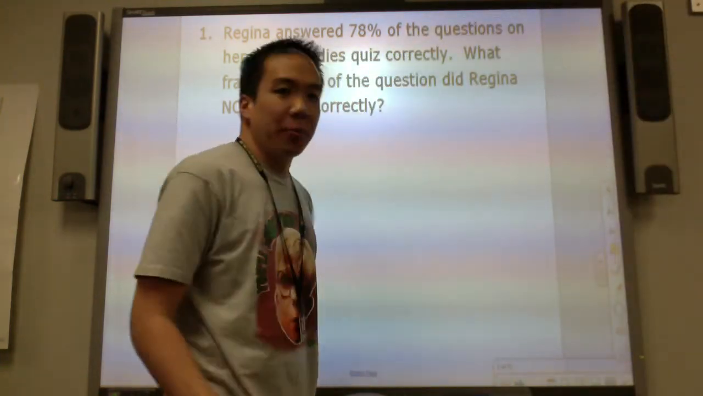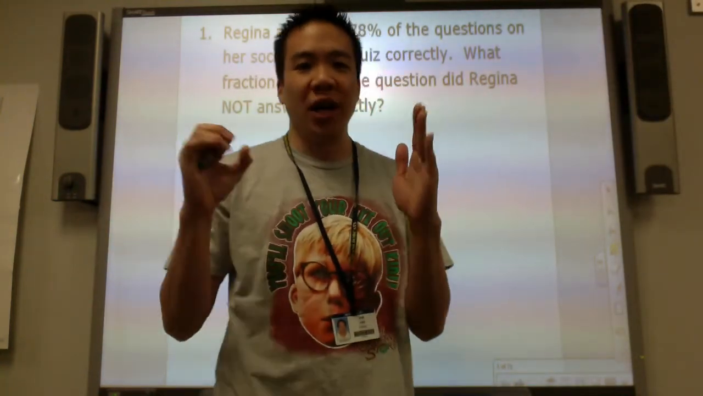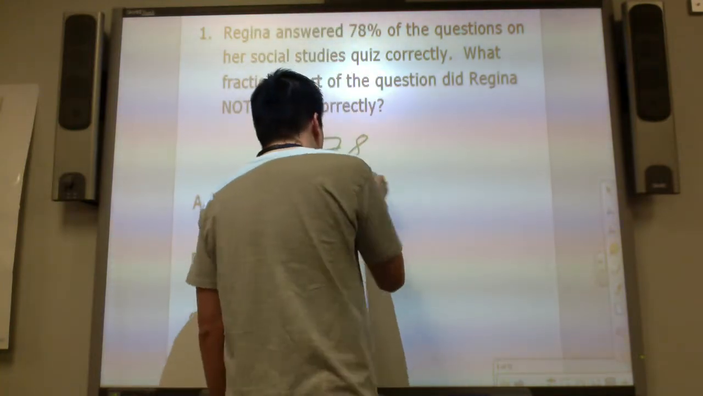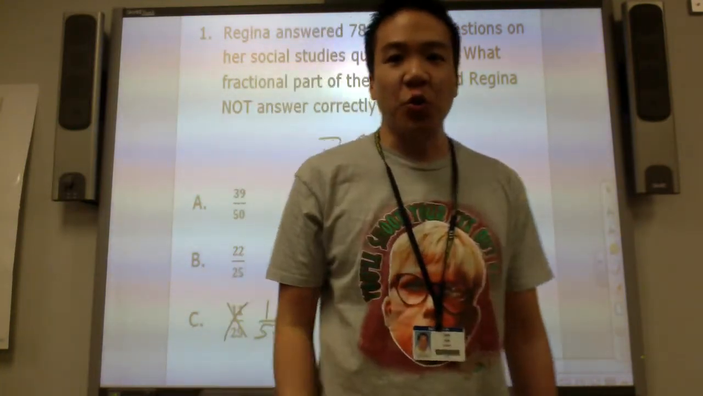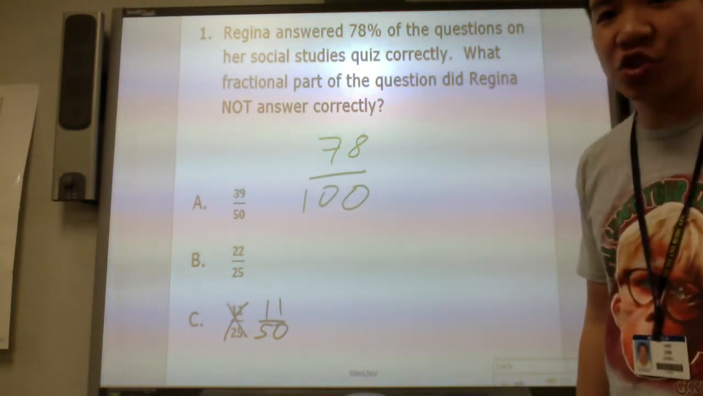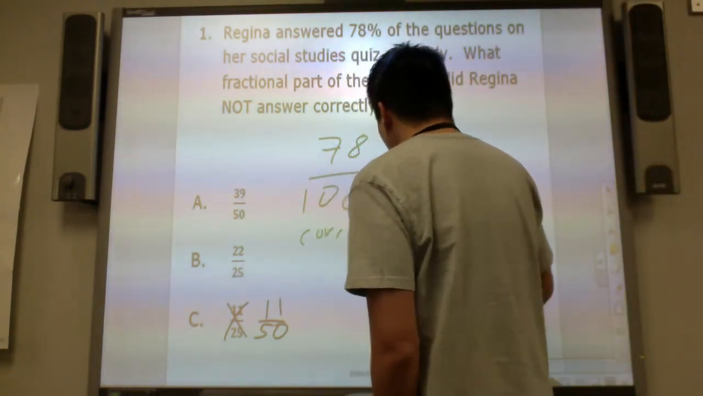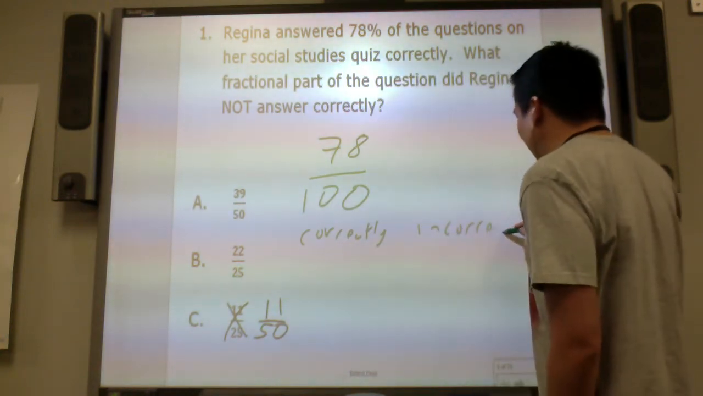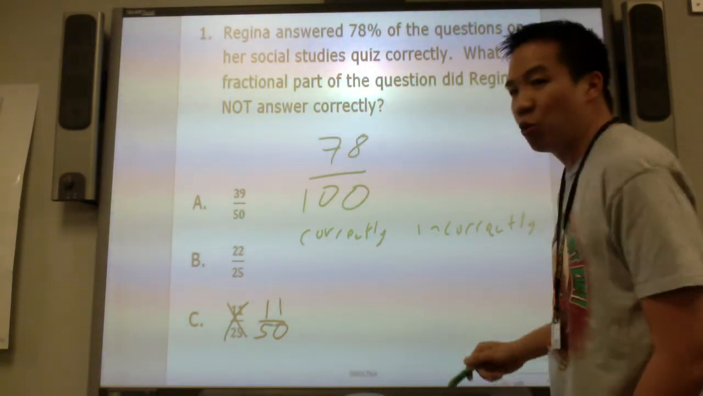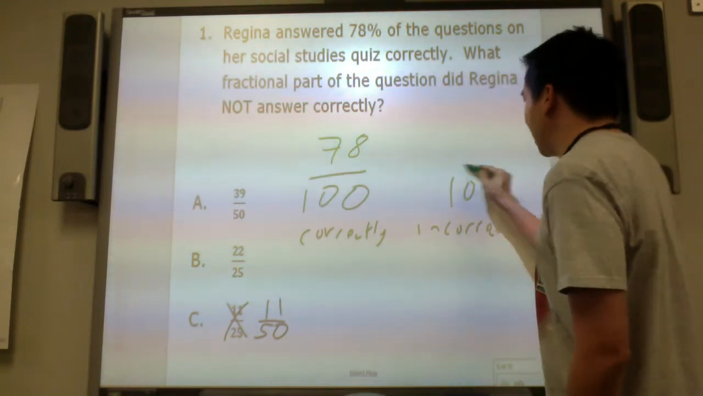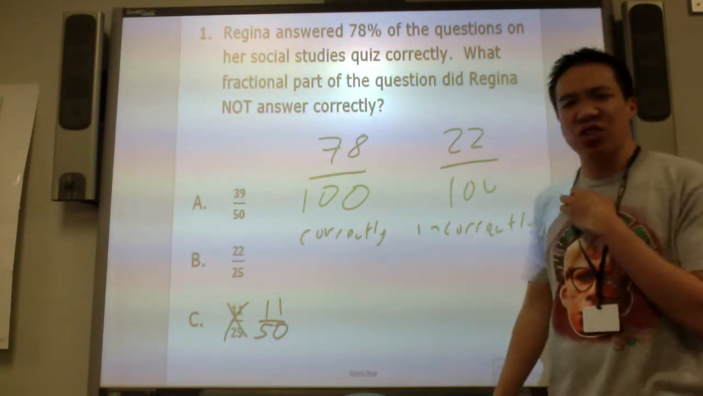So what do you remember about percent? Percent means per 100. So that means if there were 100 questions, she would have answered 78 of them correctly. So we want to know how many did she answer incorrectly or completely wrong. That would be 22.